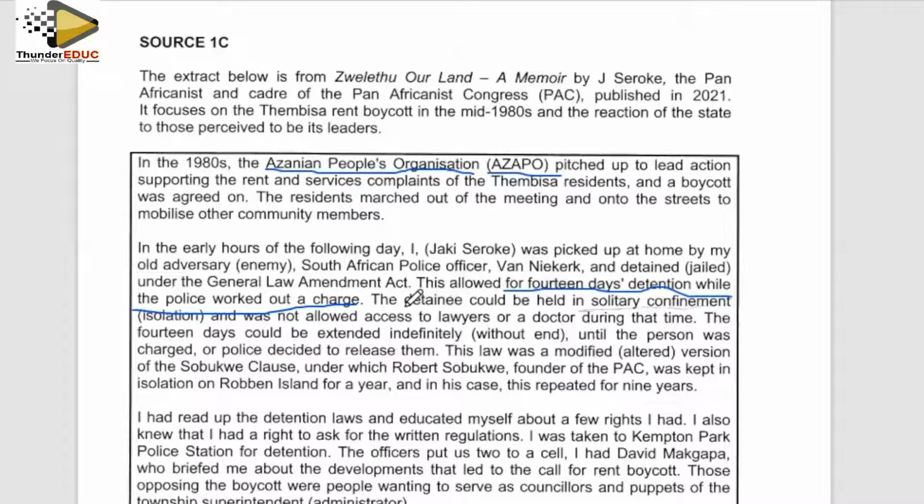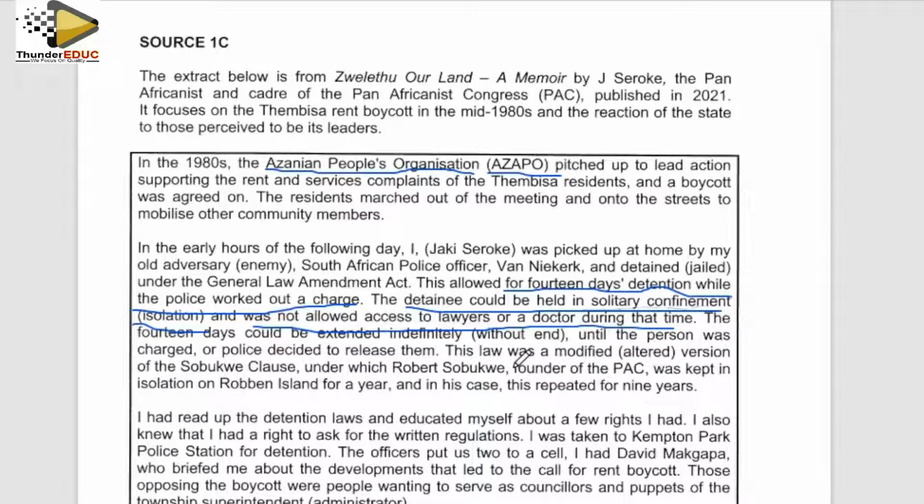And also it says detainee could be held in solitary confinement or in isolation. It's another provision that they would keep the detainee in confinement or in isolation. You would not be allowed to mix with anyone or to mix with the public or to engage with other people. Rather, you must be staying in isolation alone if you are having a case to answer with the police. And lastly, the detainee also was not allowed to access to lawyers or doctors during that time.